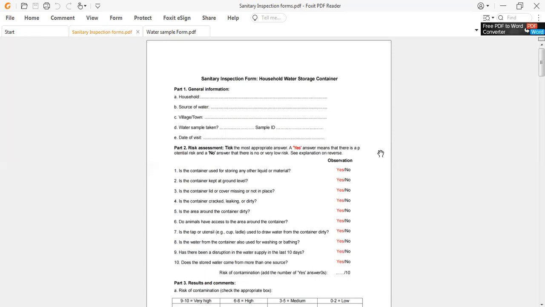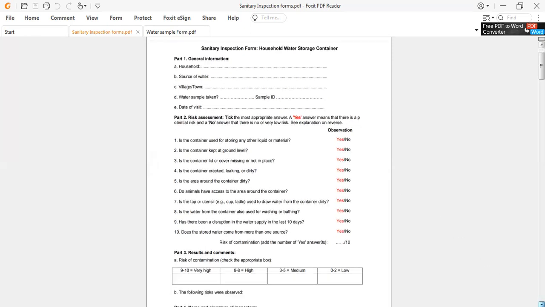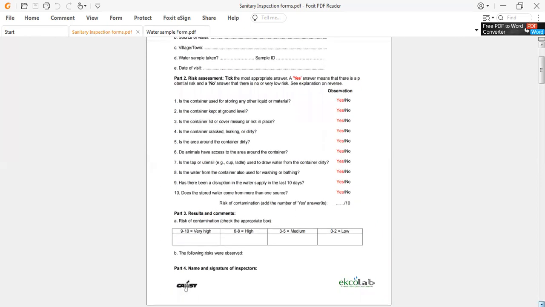Question 10 says, does the stored water come from more than one source? For instance, the container can be for consumption, that's for drinking water, but because you have maybe children around, and maybe there's a spring that is also drinkable, and you have tap water, a kid might carry from the spring and you think it's from the tap and you put it in. So you can actually have contamination from the spring thinking that it's tap water. So if it's from different sources, maybe you carry some from the tap and some from the spring, then you actually tick yes.